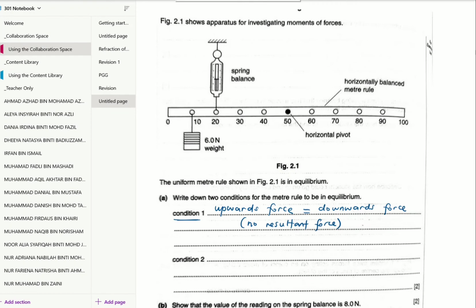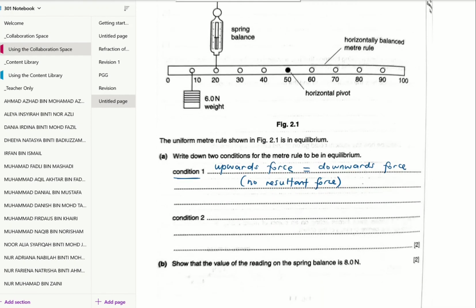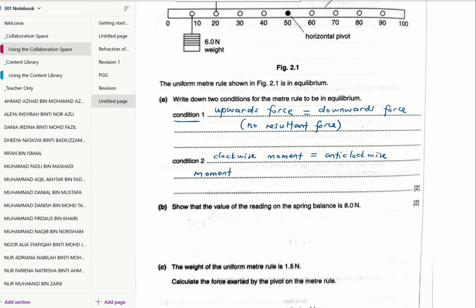So this is about moment. So what is another condition for it to be in equilibrium? You must remember this. The second condition is, yes, exactly, clockwise moment equals anti-clockwise moment, because this system can rotate. So if the clockwise moment is not equal to the anti-clockwise moment, it will rotate. If you write these two, you will get this right. So you must remember this.